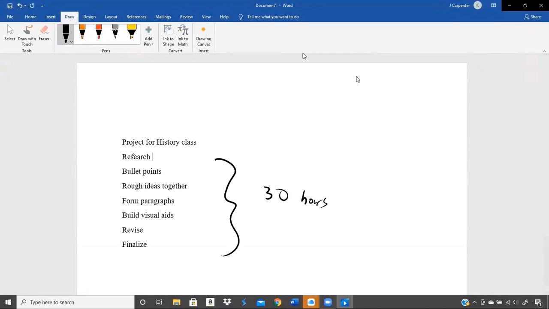Now, you've got 30 hours and your teacher gives you 5 weeks to do this. Well, you need to figure out how many hours it's going to take to do all these little bits. So the research might take you 5 hours.